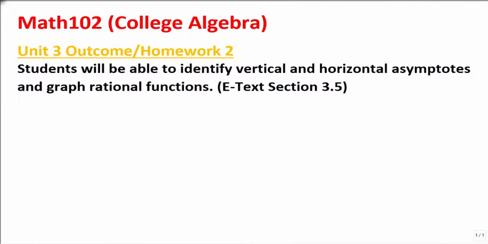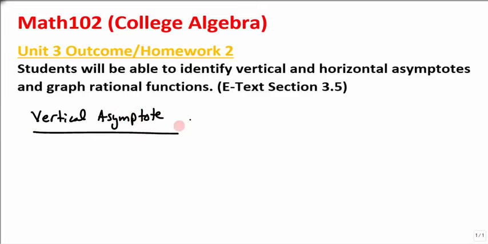In this section, we're going to be working with vertical and horizontal asymptotes and graphing some rational functions. Now remember, a rational expression is a numerator over a denominator, so we're going to be keeping that in mind. So to get started, let's go ahead and talk about what a vertical asymptote looks like, and then we'll also talk about a horizontal asymptote.